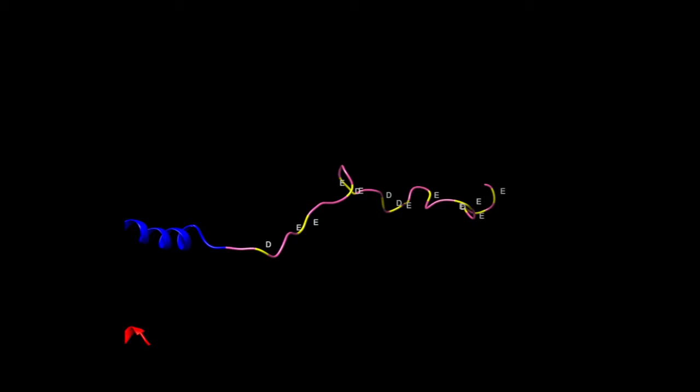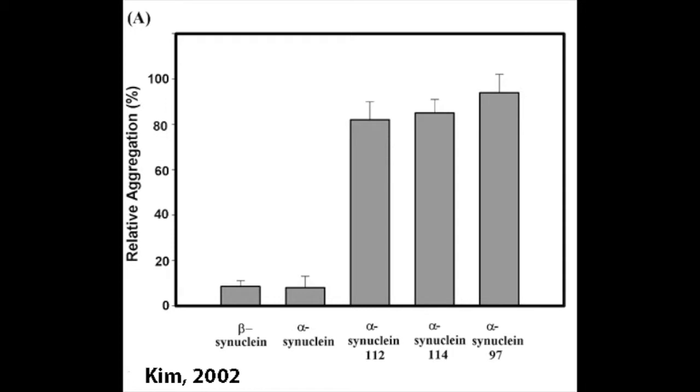The C terminus may be responsible for preventing aggregation of Lewy bodies, as evidenced by the truncated forms of alpha-synuclein, alpha-synuclein 112, 114, and 97, which involve disruptions in the carboxy terminus, and these removals or disruptions of the carboxy terminus seem to promote aggregation.